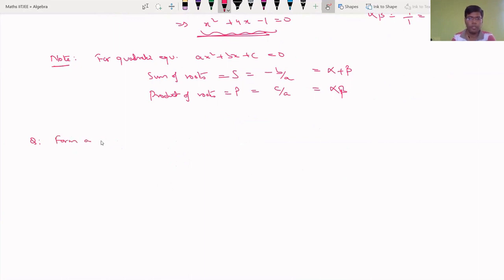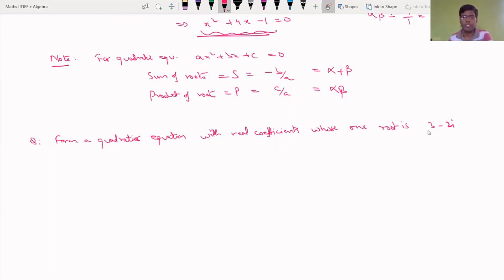Form a quadratic equation with real coefficients whose one root is 3 minus 2i. So he's asking us to find the quadratic equation which has real coefficients whose one root is 3 minus 2i.